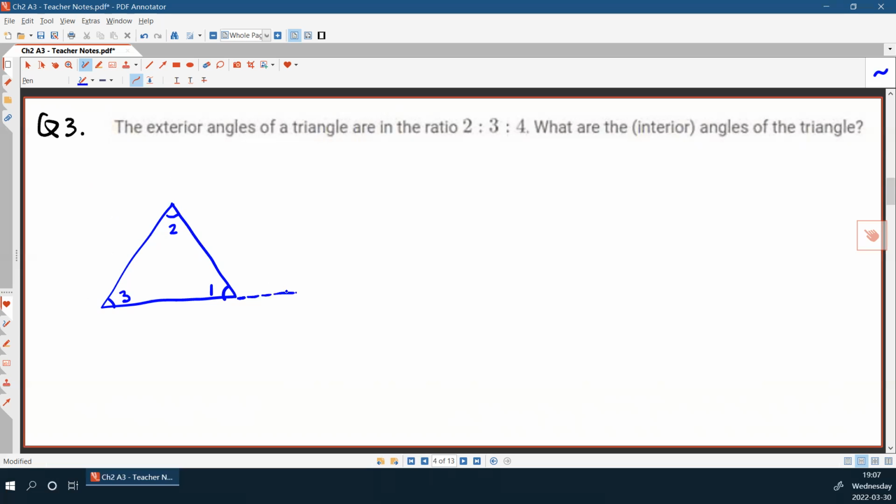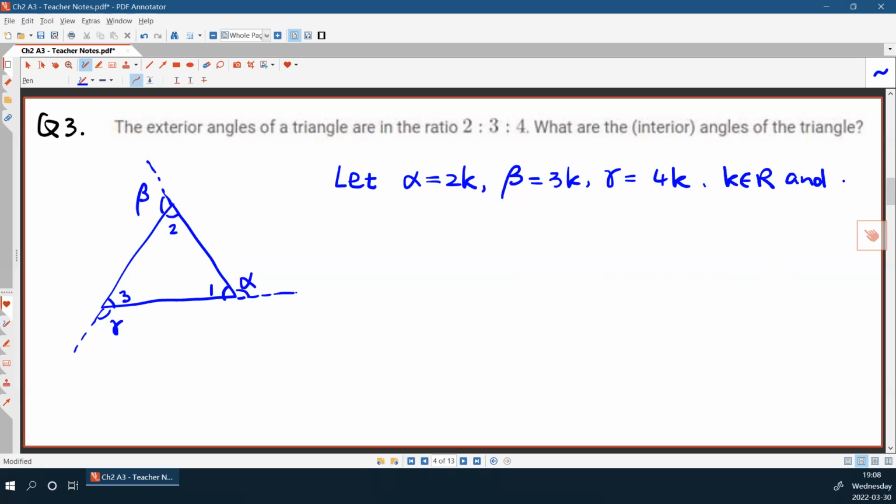And we also know that angle alpha here is the exterior angle, and let's call this angle here beta, and let's call this angle here gamma. Okay, so if the exterior angles are in the ratio 2:3:4, we can just let alpha equal 2k and let beta equal 3k and gamma equal 4k, right? Of course, k is a real number and k is not 0. So as long as we solve for k here, we know the degrees of alpha, beta, and gamma, right?